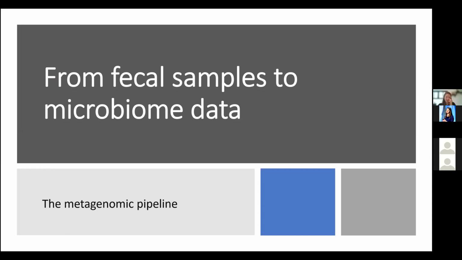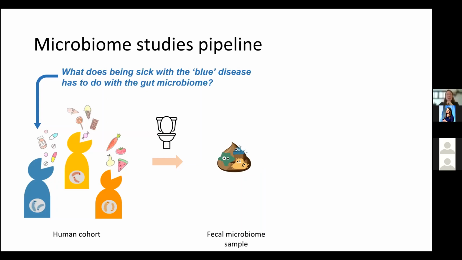So let's talk about the metagenomic pipeline. You have a study, you recruited a cohort because you want to study an association between the microbiome and some disease. Let's call it the blue disease. So you recruited people with and without the condition, and you collected their microbiome samples. The easiest way to sample the gut microbiome is through fecal samples. So you will have samples both from the healthy participants and the sick individuals.